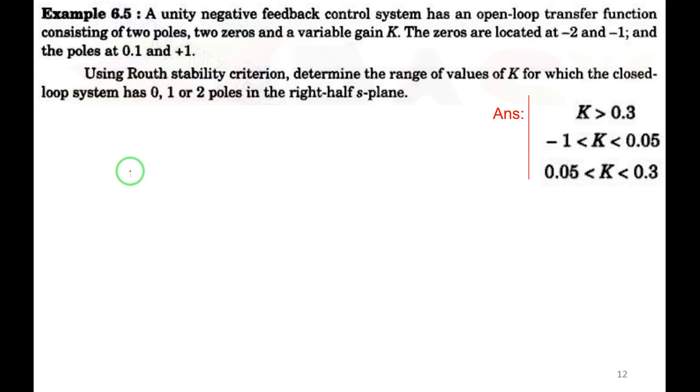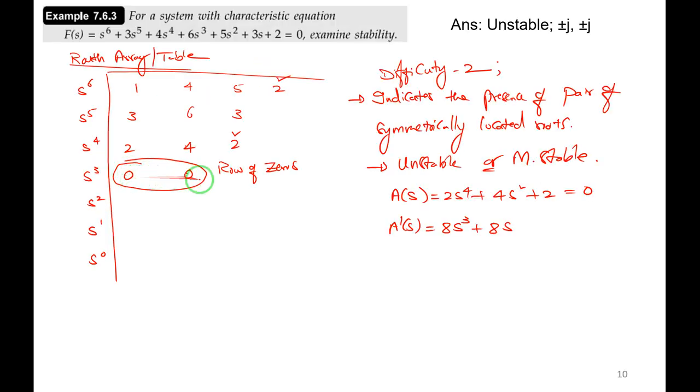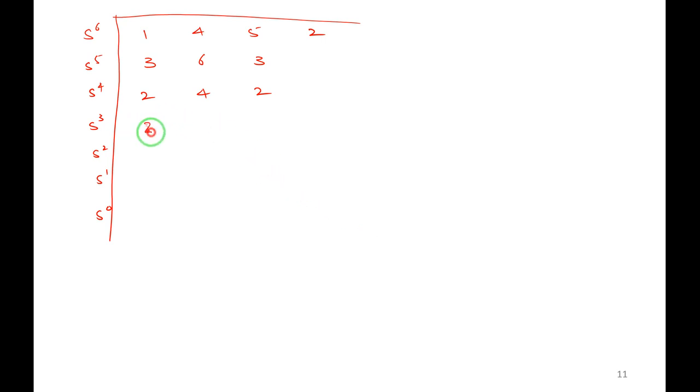What are the coefficients of this s cube row? It is 0 0, right? Here we have found the coefficients. The coefficients of the s cube row, the derivative, are 8 comma 8. So let me write it here, 8 comma 8, so 3 elements. This is the constant term 2. Let me mark it here for our convenience. The next 2 elements will be coming, out of which the constant term will come here.